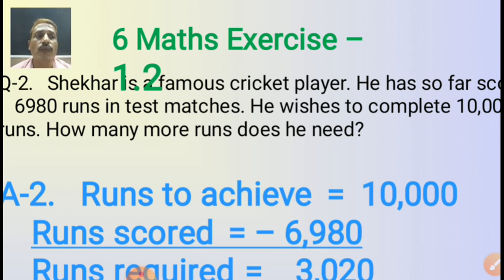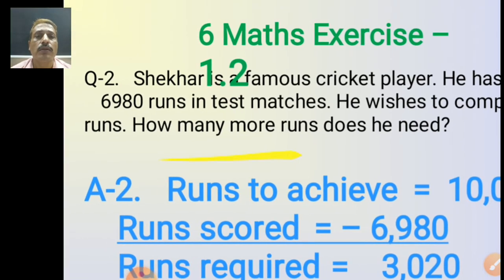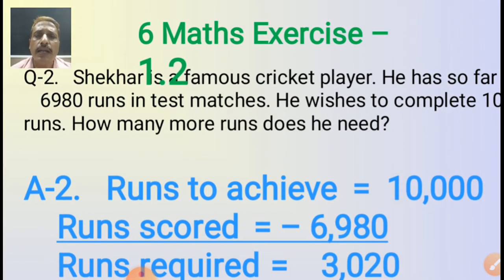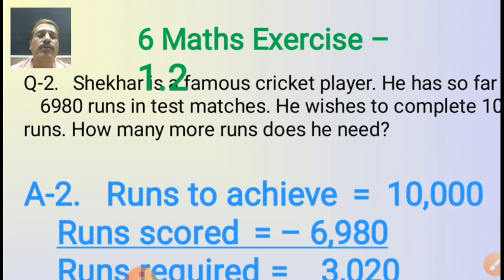He has so far scored 6,980 runs. How many runs did he make? Yes, he made 6,980 runs in test matches. He wishes to complete 10,000 runs. How many more runs does he need? Okay, once again read the question and try to understand what you have to do.